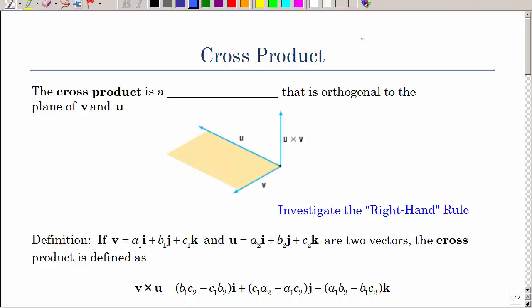In this lesson, we will explore the cross product. In a previous lesson, we looked at what was called the dot product, and we actually used the symbol of a dot, and remember that was a scalar and not a vector. So what is the cross product? Where we're actually going to use the symbol of the little x, and the cross product is a vector that is orthogonal, remember that means perpendicular, to the plane of v and u, demonstrated in this picture.